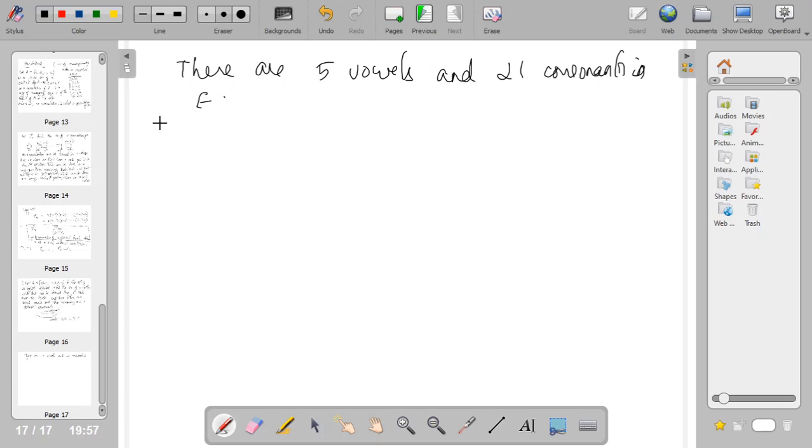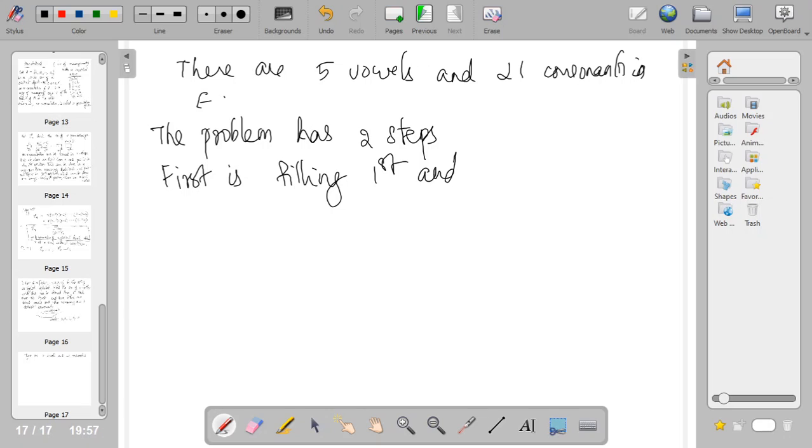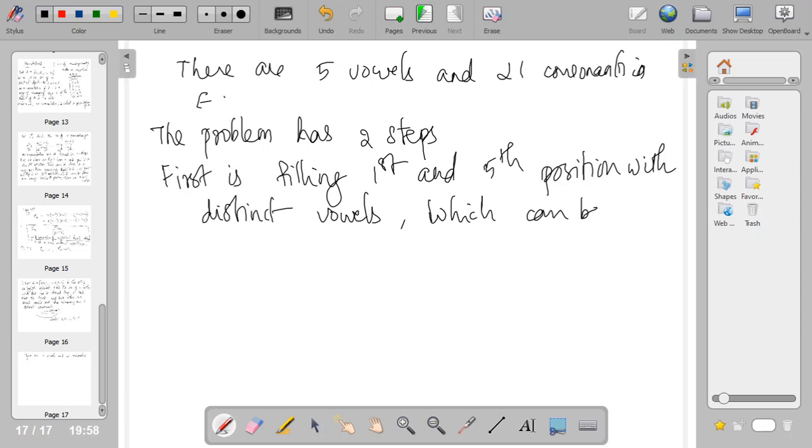So the problem has 2 steps. The first is to fill in the first and 5th position with distinct vowels. So you have 5 vowels in total. Out of that you need to arrange 2 objects in the first and the 5th position. So this can be done in 5P2 ways.